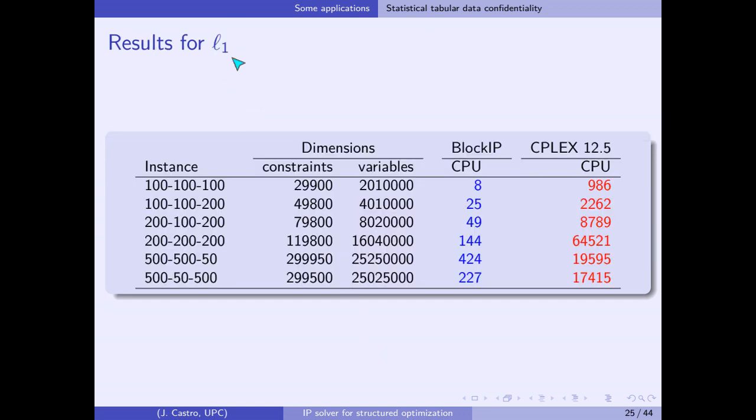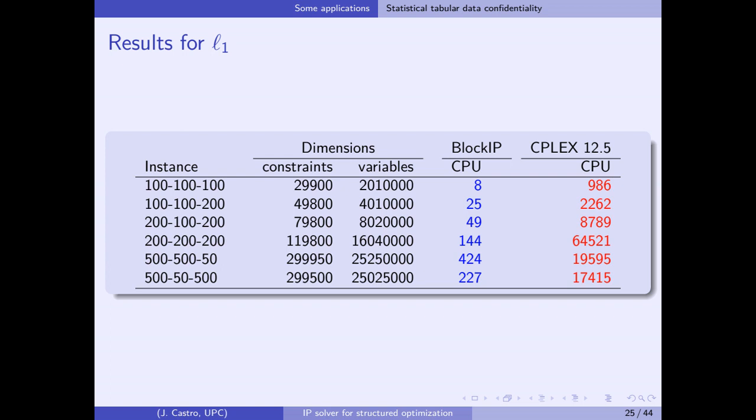Some results using L1 distance in the objective function. These are instances where we are crossing three variables. In each variable, we have 100 categories. So the final problem has this number of constraints and this number of variables. Here are the results using this specialized method and simplex, and you can see the CPU time of each method. For instance, for the largest problem, this solver, BlockIP, required no more than 250 seconds, and simplex required about 4 hours. So you can see that exploiting the structure in this type of applications is really important.